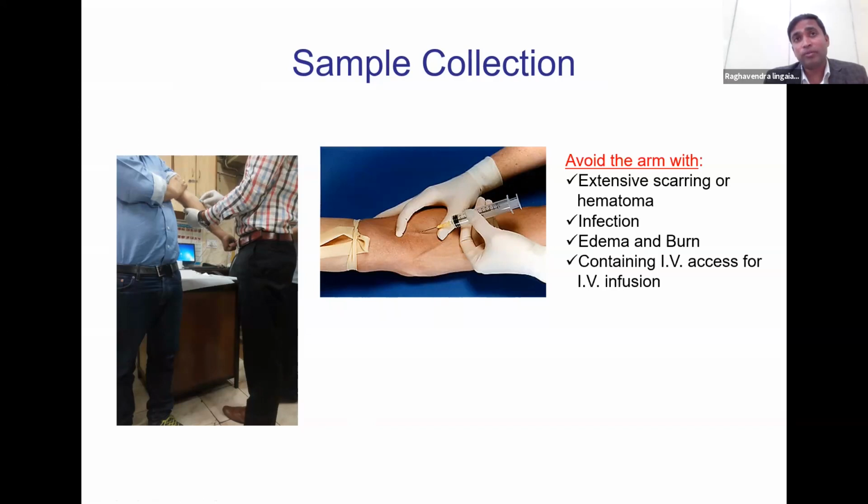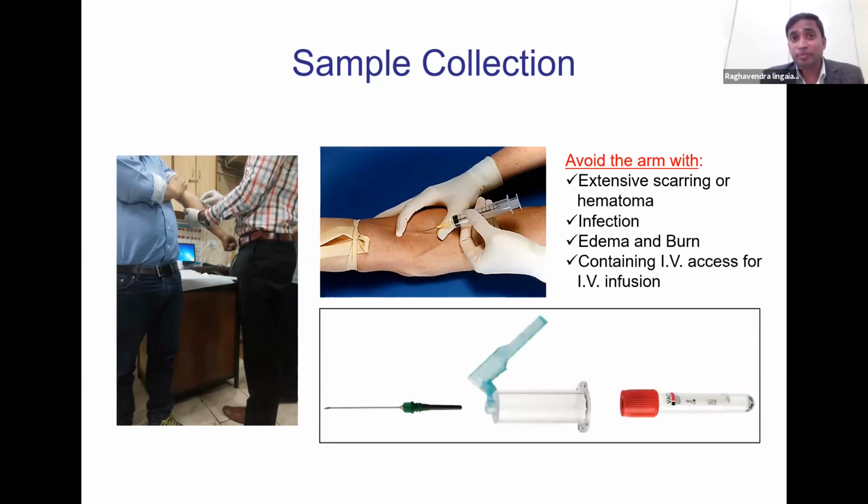Other points that you need to bear in mind before taking the sample or choosing the site is that it should not be from an IV cannula, or from an arm with an AV fistula, or an arm with lymphoedema, or with burns, or patients having excessive scarring on that particular site. So avoid those areas.